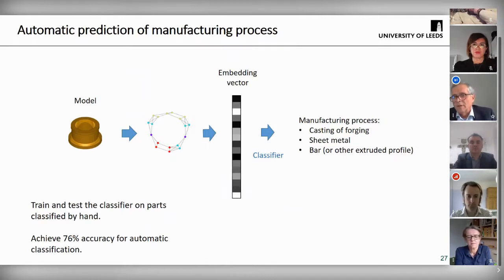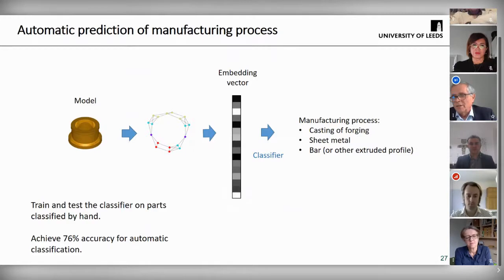Now, the classifier is trained by classifying by hand the parts within the cake box. So each of those parts in the cake box is classified as one of these three manufacturing processes by hand. And then we train the classifier on a subset of that data, and we test it on the remaining chunk of data. So we maybe take 80% of the data to train and test on 20% of the data.